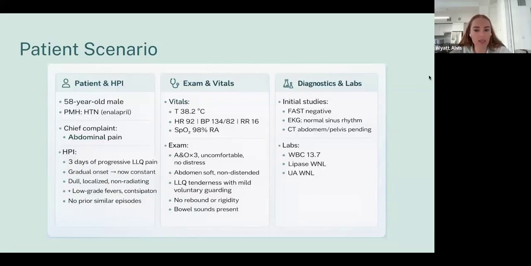So on exam, he's febrile but hemodynamically stable. He has focal left lower quadrant tenderness with some mild voluntary guarding, but no peritoneal signs. On labs, he does have an elevated white blood cell count, and our initial bedside ultrasound here was negative. So from there, we'd want to proceed to CT imaging, which is really key to narrowing our diagnosis in the ED setting. And that's where I'll leave it for now, and then we'll come back to him at the end.